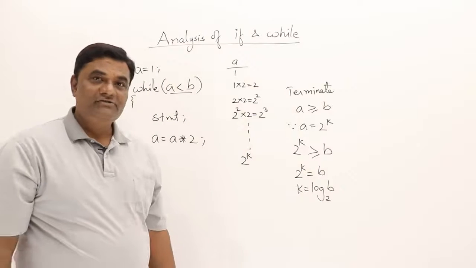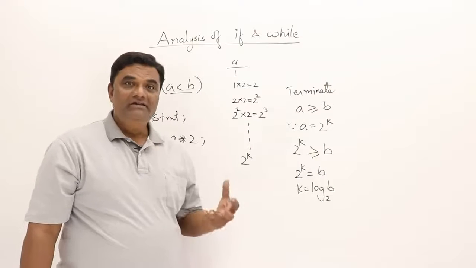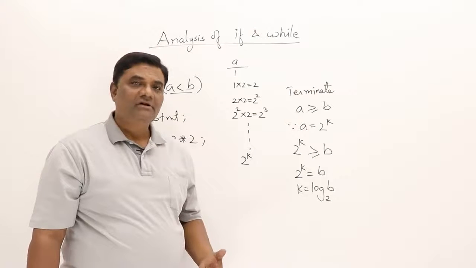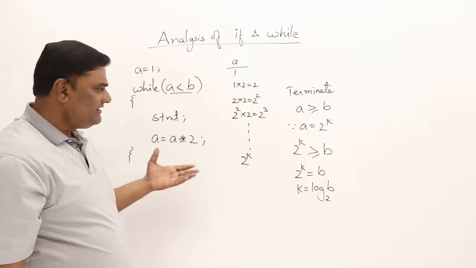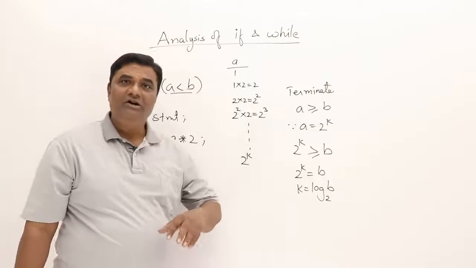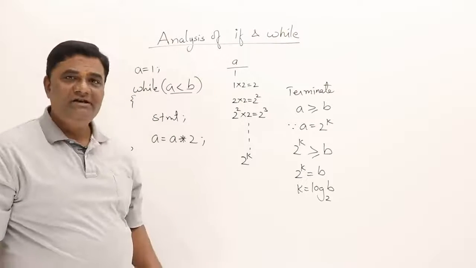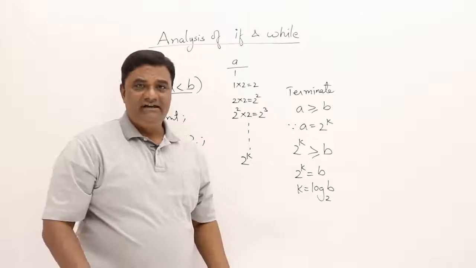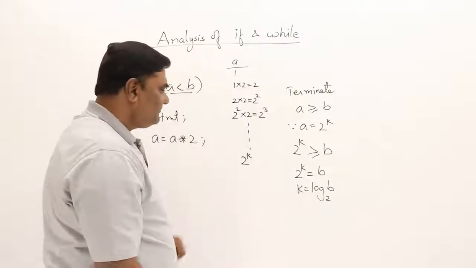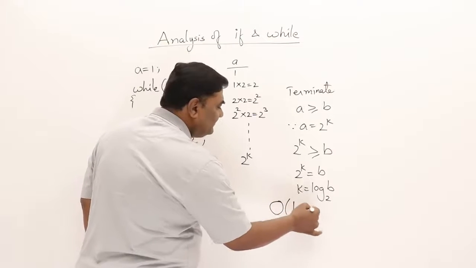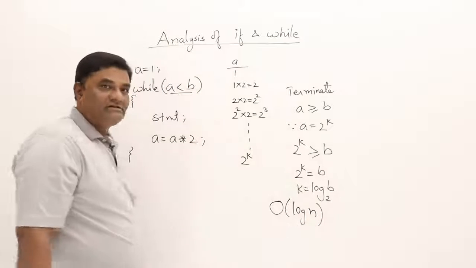So how many times is it going to execute? Log b times. We write the time complexity in the form of log n. We use the term n, but we got the answer in b. So let us call b itself as n. So what is the time taken by this algorithm? It is order of log n. That's it.